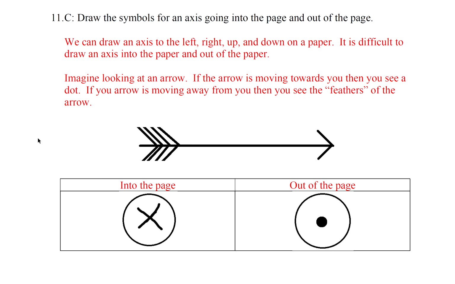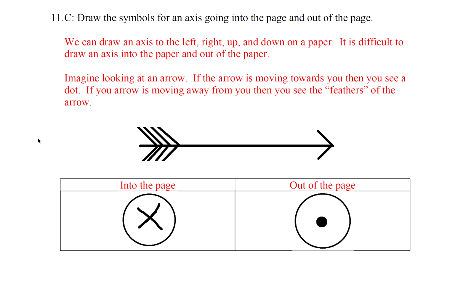Question 11. Draw the symbols for an axis going into the page and out of the page. We can draw an axis to the left, right, up, and down on a paper. It's difficult to draw an axis into the paper and out of the paper. So imagine looking at an arrow. If the arrow is moving towards you, then you see a dot. If the arrow is moving away from you, then you see the feathers of the arrow.